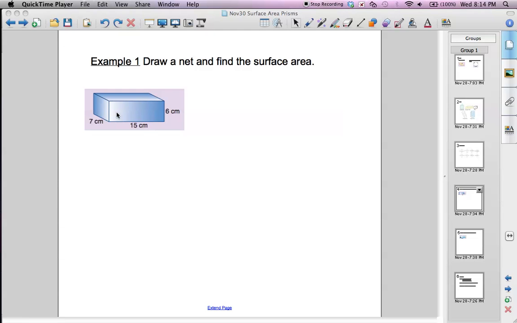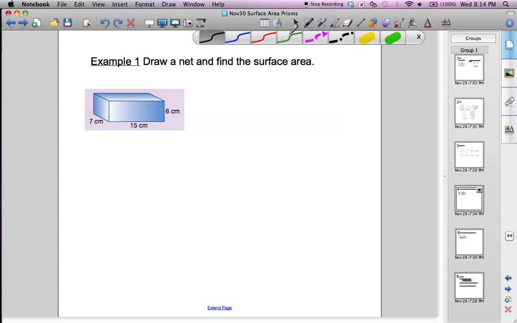Hello, this is Mr. Collier, and today we're finding the surface area of prisms. First example we have today is called a rectangular prism or a cuboid. It has 6 rectangular faces. So we're going to draw the net first, which is going to help us find the surface area, and then find the surface area.